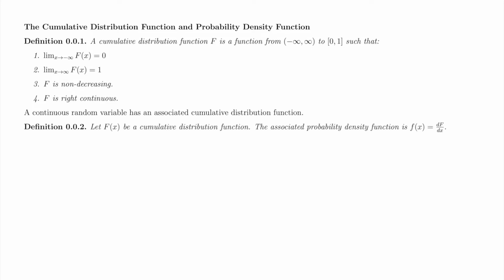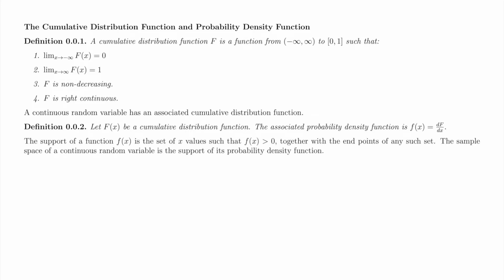Each cumulative distribution function has an associated probability density function, often abbreviated PDF. The probability density function little f associated to a cumulative distribution function big F is the derivative of big F. The convention is to use a capital letter to denote a CDF and the corresponding lowercase letter to denote the associated PDF. Using the probability density function, we can recover the sample space of a continuous random variable. The sample space is the support of the probability density function, i.e. where it takes non-zero values plus any endpoints of that set.